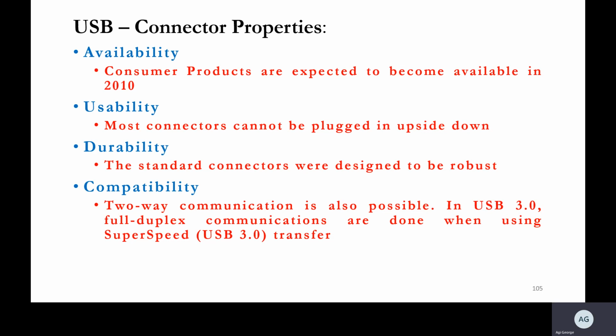Now, coming to the properties of the USB connector, you are familiar with many types of connectors, which we will be seeing in the next slide. The first property is availability. These USB connector types came into the market in bulk in 2010, and hence the cost also reduced. Initially, when a new technology comes, the cost is very high. Once it starts to be manufactured in bulk and the manufacturing technology improves, naturally you are able to receive your product at a much lower cost.